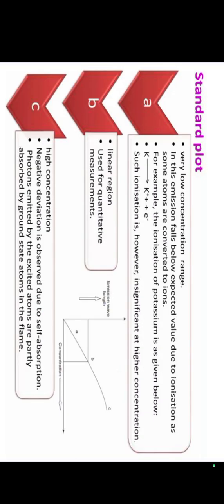We also see the regions A, B, and C. A is very low concentration, B is the linear region used for quantitative measurement, and C is higher concentration with negative deviation. Photons emitted by the excited atoms are partially absorbed by ground state atoms in the flame.